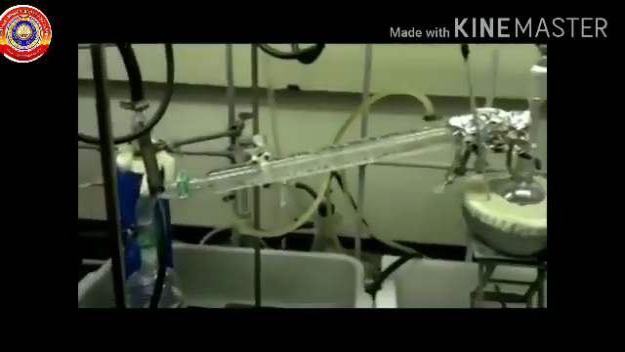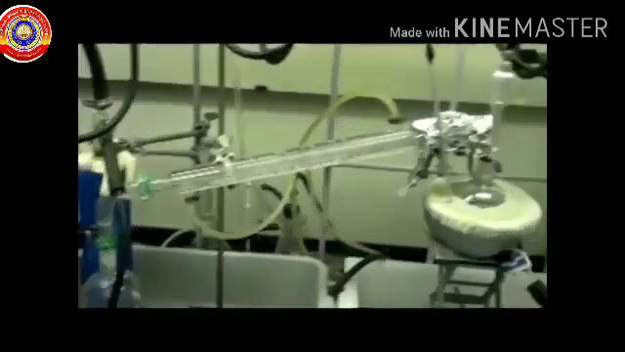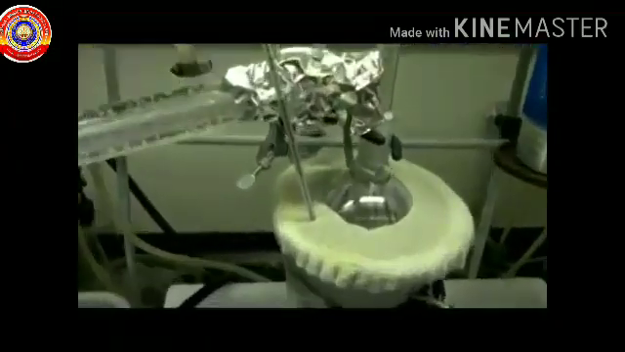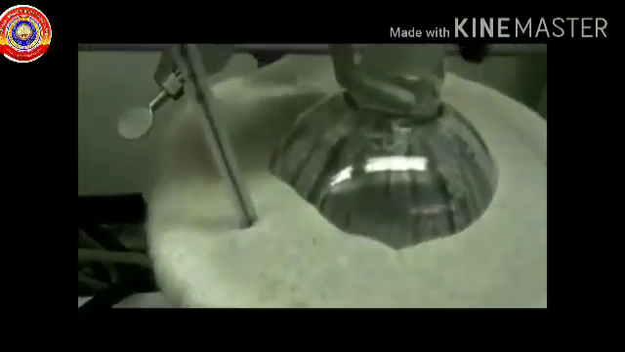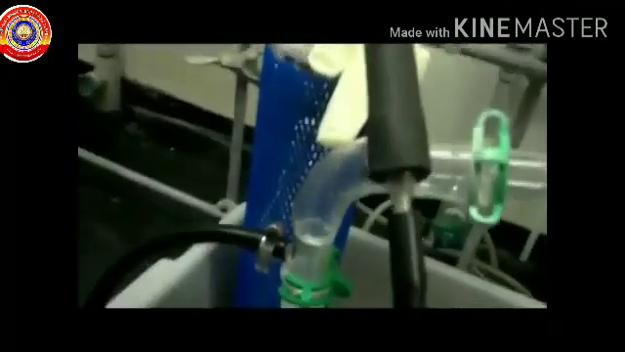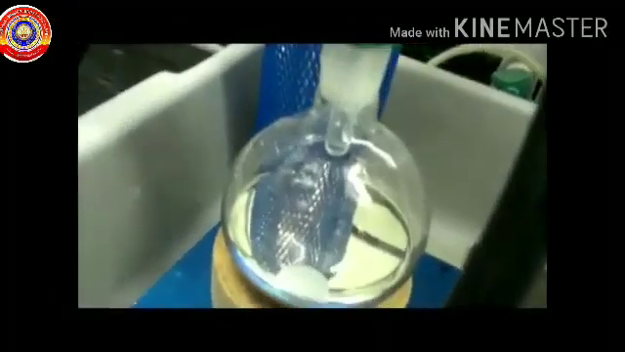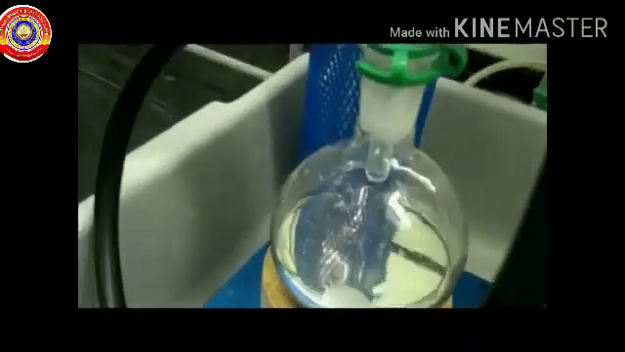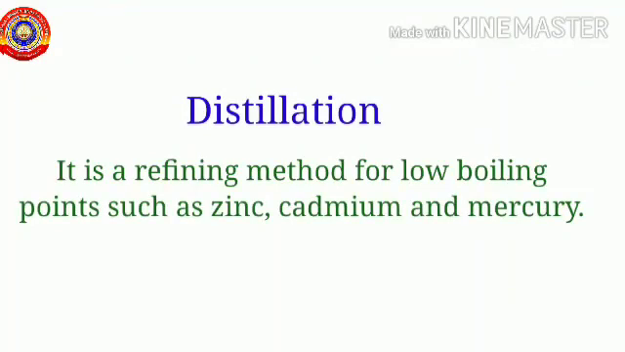Distillation is usually done for low boiling point metals. Let's see how mercury is refined. The impure mercury is heated in a retort and the pure metal alone gets vaporized. These vapors are condensed and cooled to get the pure mercury. Other than mercury, distillation can be used for low boiling point metals such as zinc and cadmium. So what is distillation? Distillation is the process of refining low boiling point metals such as zinc, cadmium and mercury.